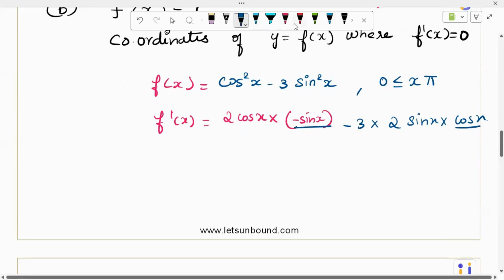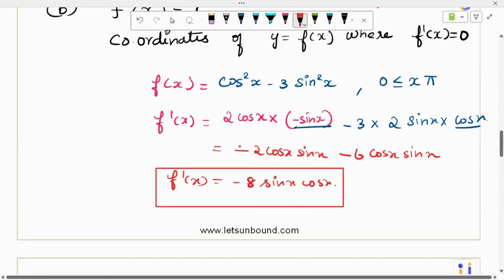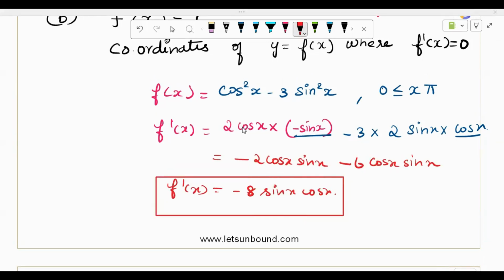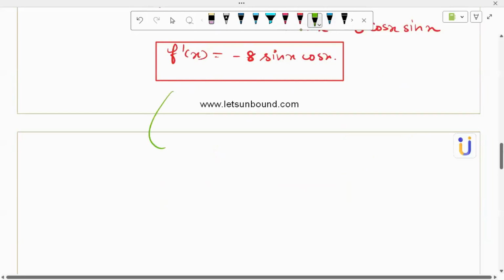Okay. And let's simplify. It is going to be minus 2 cos x sin x. And here minus 6 cos x sin x. Totally it will be minus 8 sin x cos x or cos x sin x. This is familiar to an identity, right? That's why I write it in this way. So that's simple. In order to simplify it, one single function is what we are aiming for.